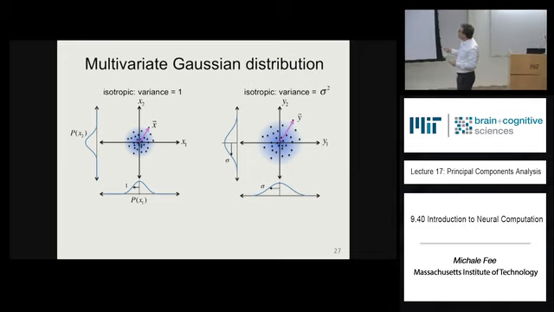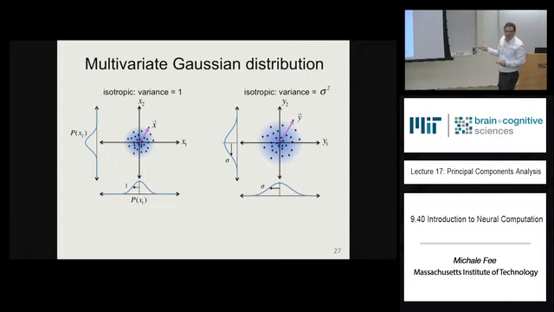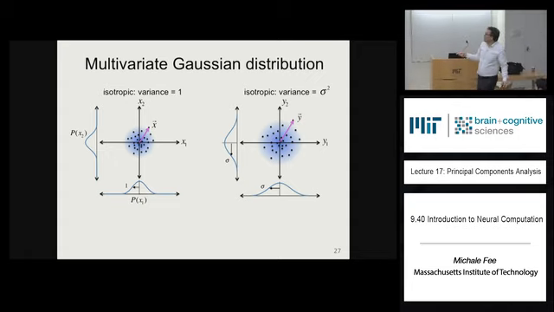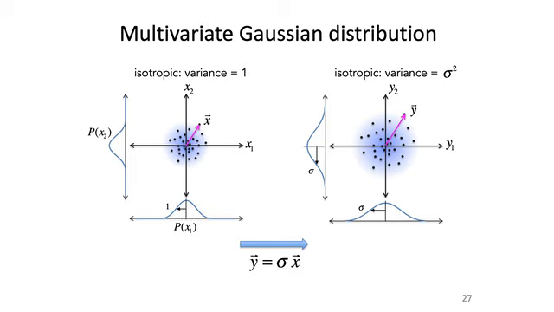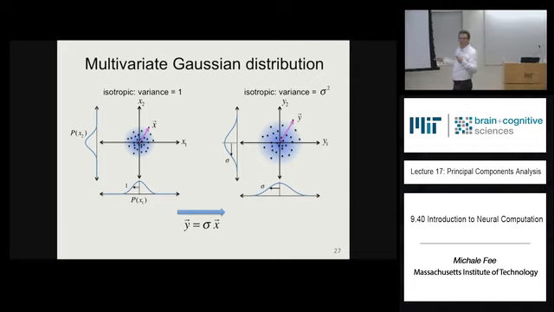I'll just go through this quickly. If we have an isotropic unit variance Gaussian distribution as a function of this vector x, we can build a Gaussian distribution of arbitrary variance by writing down a y that's simply sigma times x. We're going to transform x into y so that we can write down a distribution that has an arbitrary variance. Here, this is variance 1. Here, this is variance sigma squared.